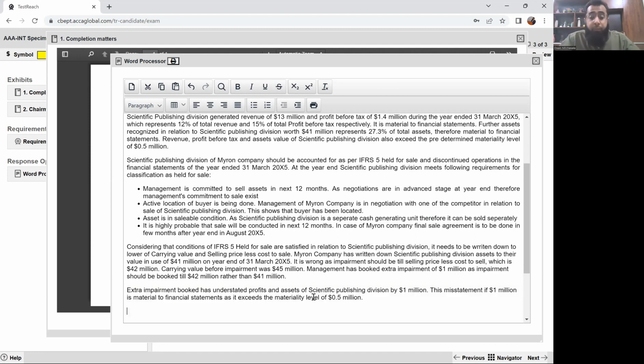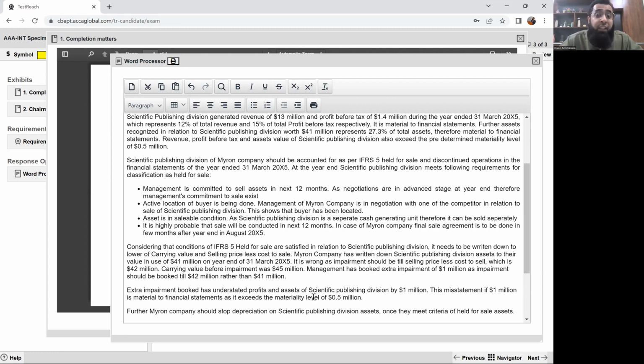Now, if we go further, Myron company should stop depreciation on scientific publishing division assets once they meet criteria of held for sale assets. Okay, the depreciation should stop. Now, what do you think? Take a judgment. Just take a judgment. Now, this is your professional skill. Whether management has stopped the depreciation or not.